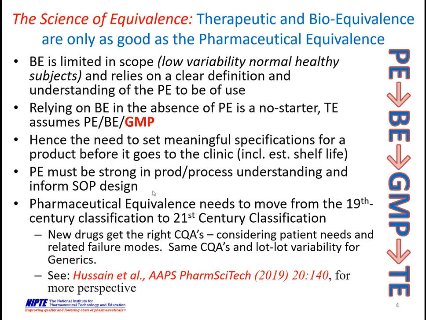As is often said, you'll never know less about your product than the day it's approved and distributed. So we need to move pharmaceutical equivalence to the latest century, and the idea is that new drugs get the right CQAs, which are in the context of considering the patient needs and failure modes, and that the same CQAs and lot-to-lot variability apply for generics. Much of these concepts are contained in the reference here from Ejaz Hussain and some of us in NIPT.